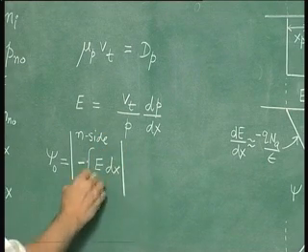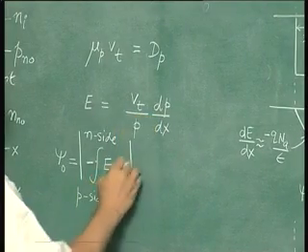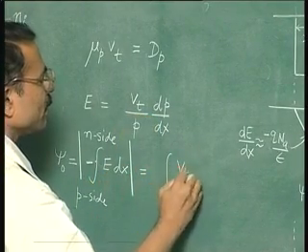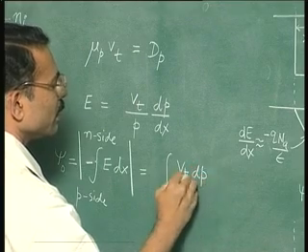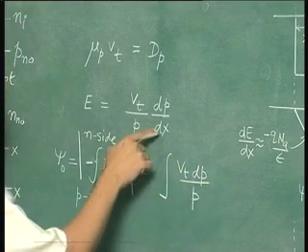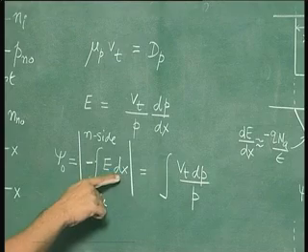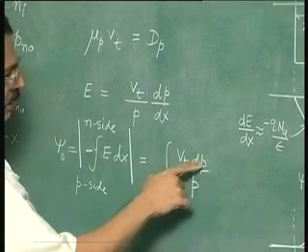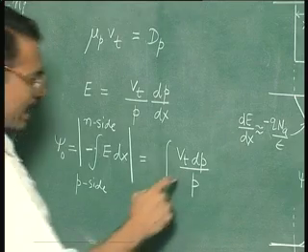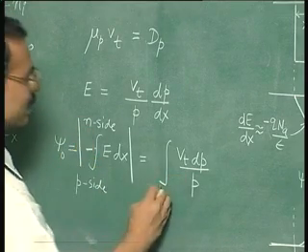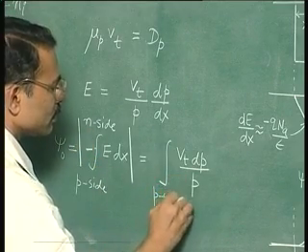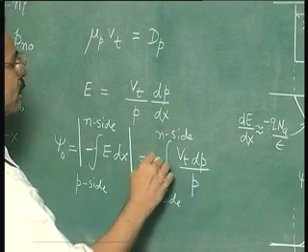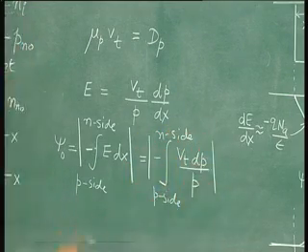So if you do that here, your integration would look something like this: the integral of Vt dp upon p. So this dx, when you multiply E dx, this dx will cancel and you are left with Vt into dp by p, and you are integrating from the p side to the n side. And you have to take a magnitude.